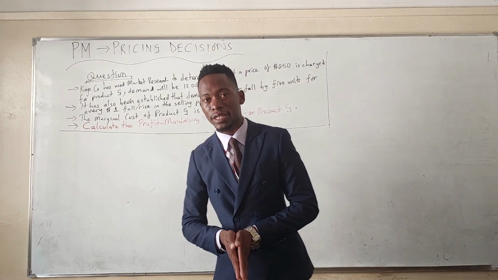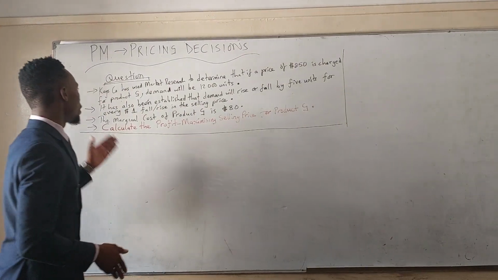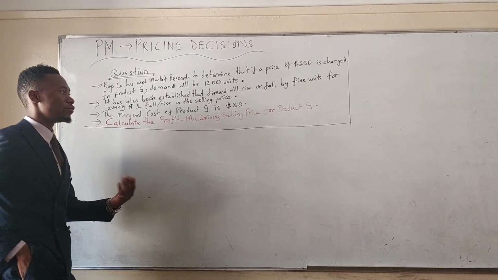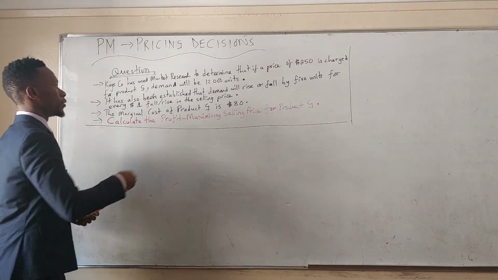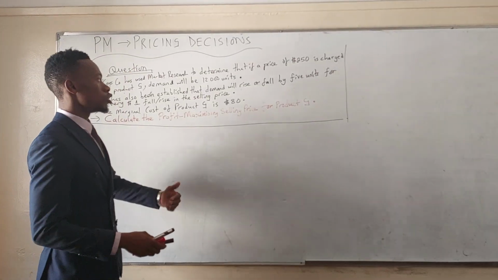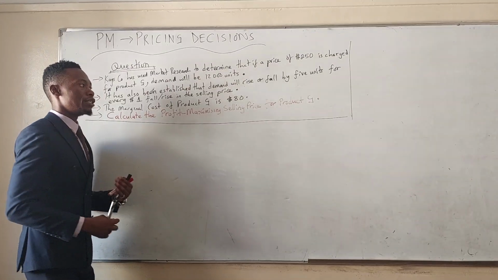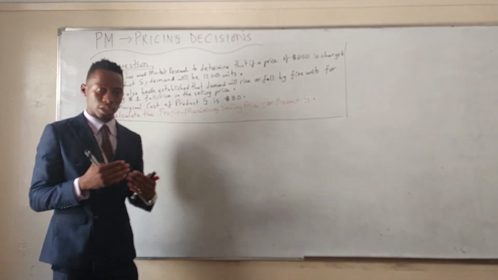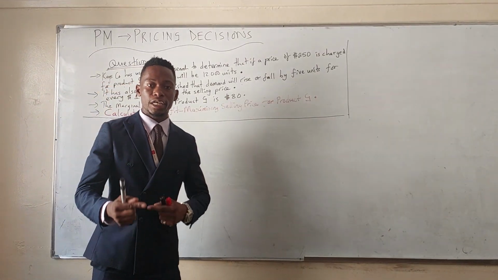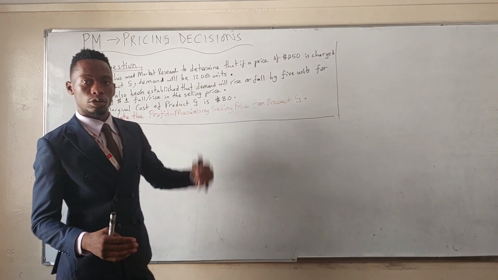This question helps you to answer most of the calculation questions on pricing decisions. Right, let's look at this. Market research is used to determine that if a price of $250 is charged for product G, demand will be 12,000 units. Are you seeing this? If we charge $250, we'll be able to sell 12,000 units.